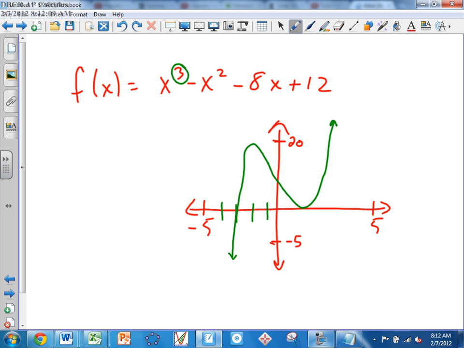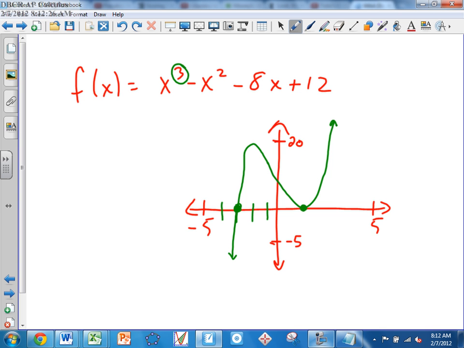Okay, I understand what you're saying, but based on the fact that I see two roots here, how many imaginary roots would that give me? One. Jason, how many? One. And what does it come in, though? In pairs. Remember, imaginary roots come in pairs.